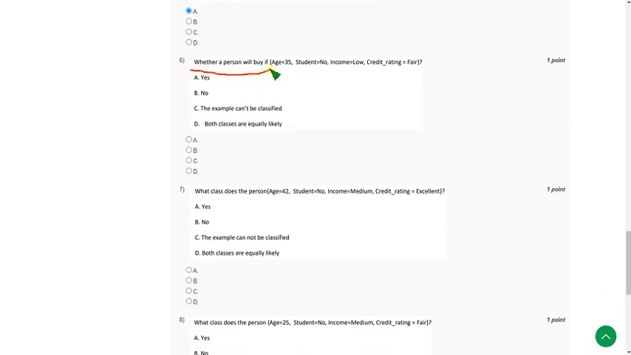Whether a person will buy, and they gave some attribute values. By these attribute values, we should determine whether he buys a laptop or not. Age 35, student no, income low, credit rating fair. So by these criteria, the answer is yes, he buys a laptop. So mark option A as the correct answer for the sixth question.